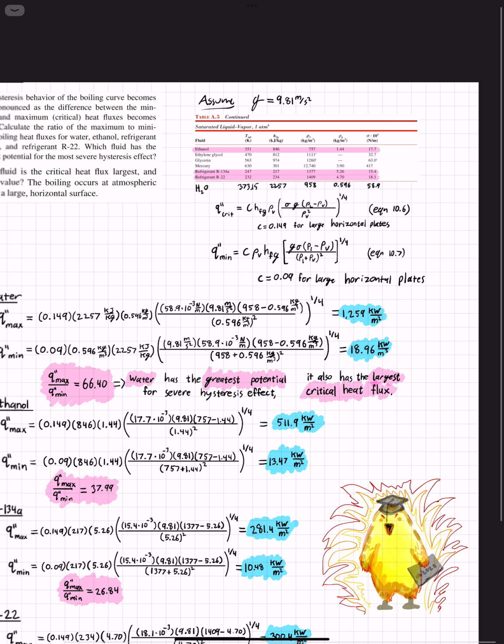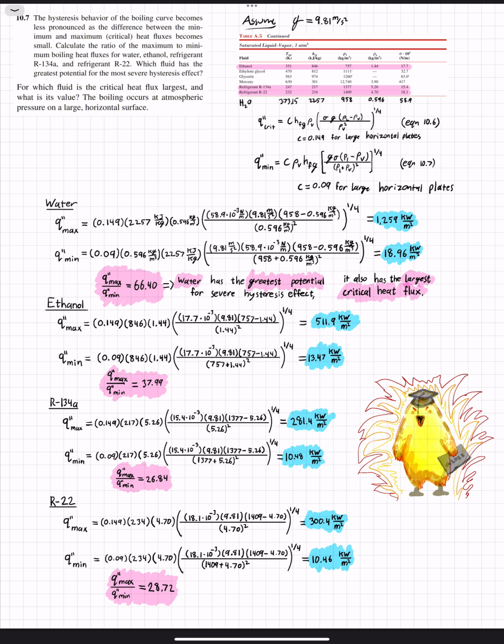So for the Q min, you have 0.09 multiplied by 0.596 kilogram per cubic meter times 2,257 kilojoules per kilogram multiplied by 9.81 meters per second squared times 58.9 times 10 to the negative 3 Newton per meter times 958 minus 0.596 kilogram per cubic meter all over 958 plus 0.596 kilogram per cubic meter squared, all to the 1/4, which gets you a Q min of 18.96 kilowatts per square meter.